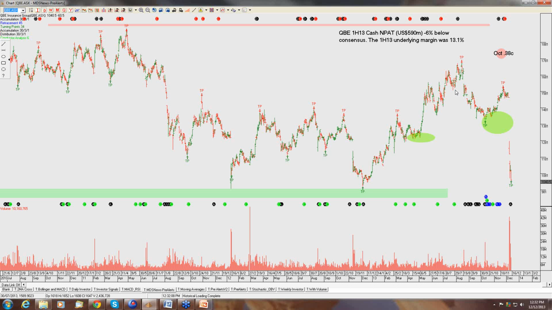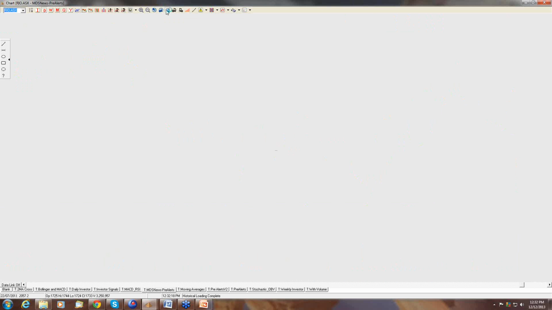And I think in some respects some of that's still coming home to roost at the moment. Hard to really know where support ends up being for QBE, so our preference is just to steer clear of it for the time being.